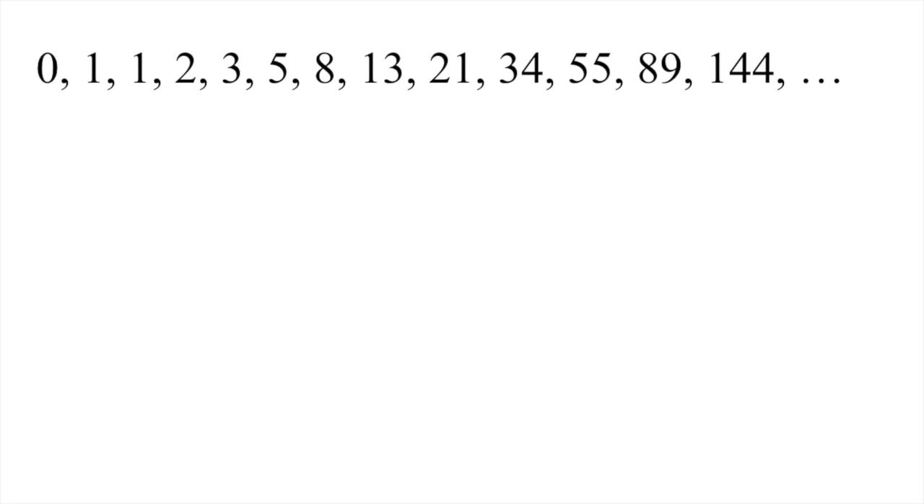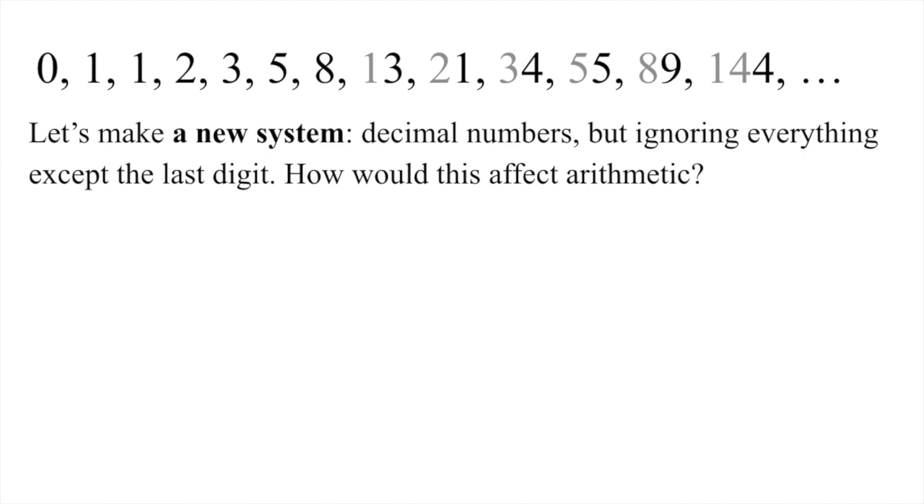Of course, all that we actually care about right now are the final digits, so let me just gray out the other digits so that we can focus on them. Okay, now is where you want to pay attention, because we are about to make the craziest and most abstract move that we will make in the entire video. Because the only thing that we care about is the final digit, what if we make a new system of numbers, which is decimal numbers, but ignoring everything except the last digit? Would this work? How would it work?